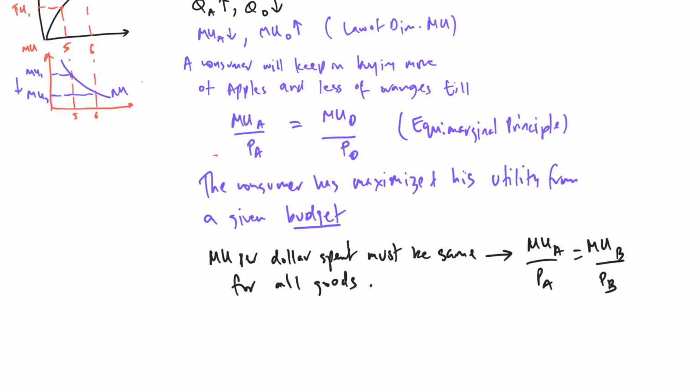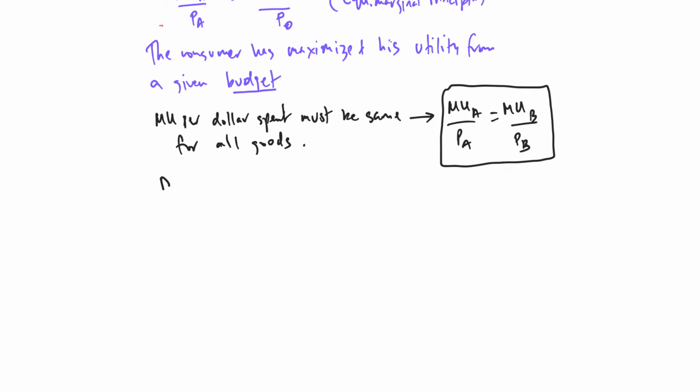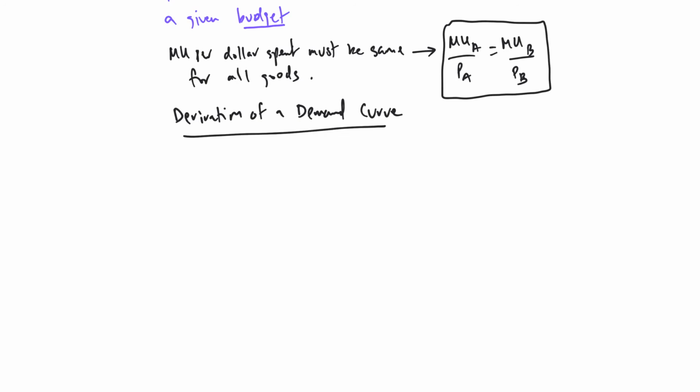And this is an important result, because this can actually help us derive a demand curve. I'm going to show you how it will help us derive a demand curve, and then we'll discuss an essay question on that. So let's write derivation of a demand curve. How do we derive a demand curve out of this? What we say is simply this idea, that what if MU of A over price of A is equal to MU of B over price of B?